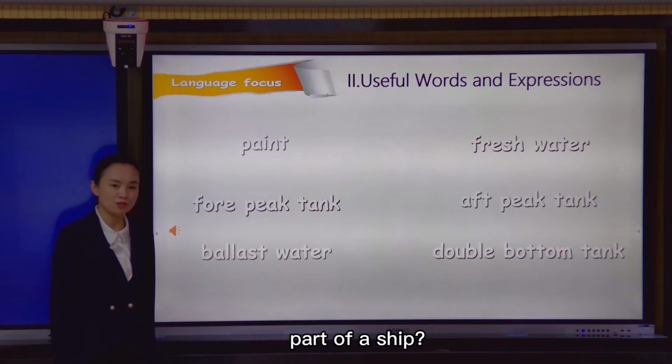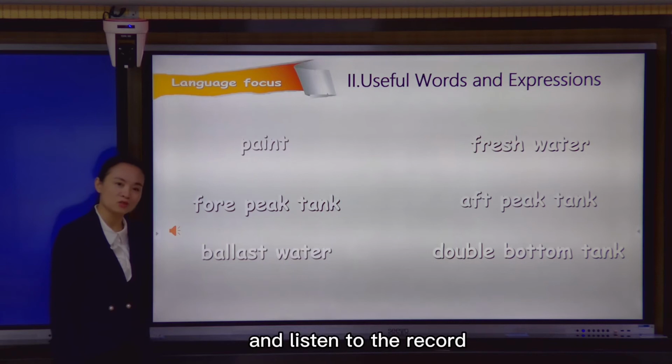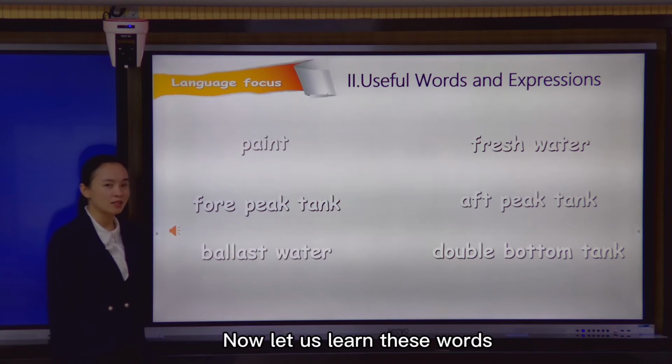We should study some new words. Please look at the new words and listen to the recording. There are several important words we should learn today. Now let us learn these new words.